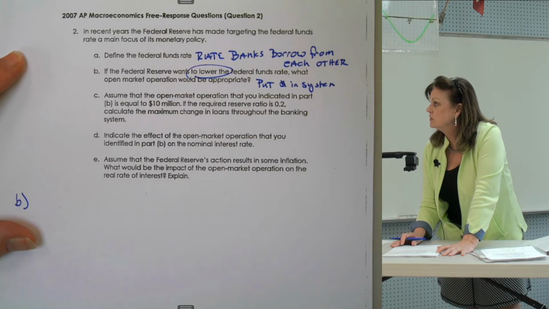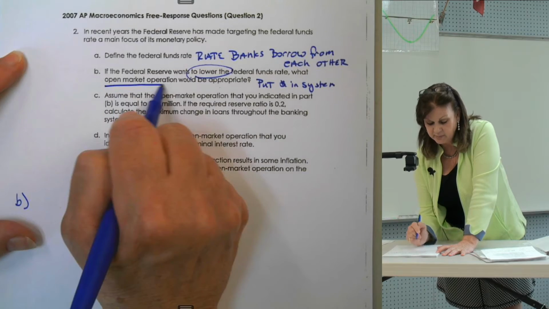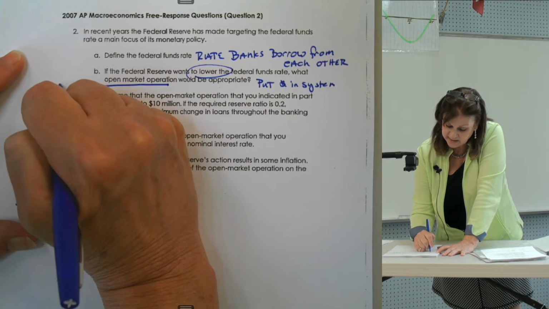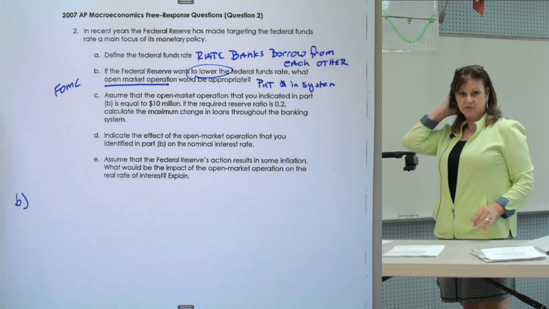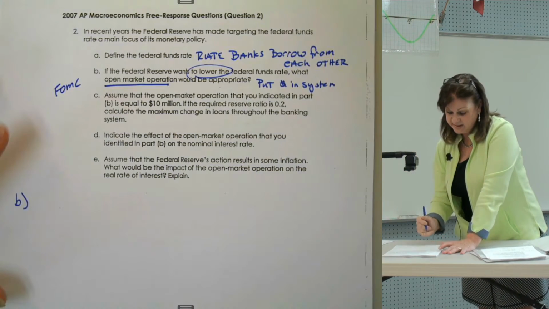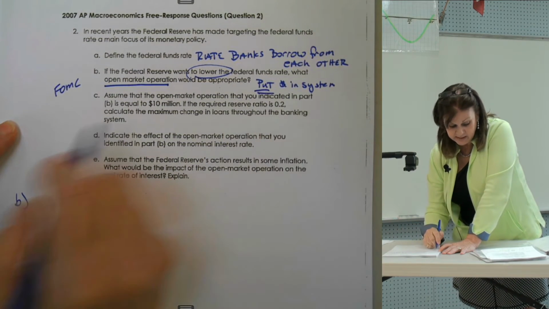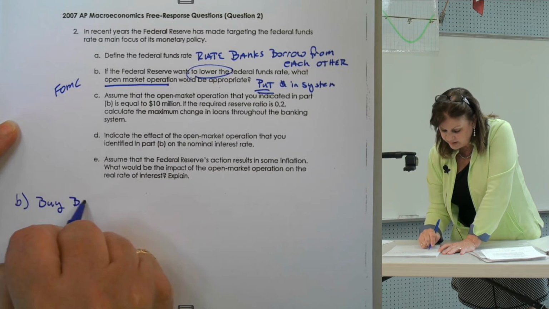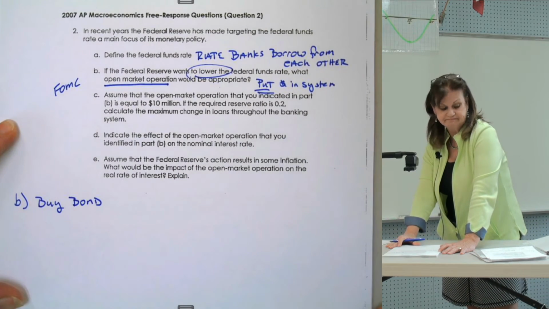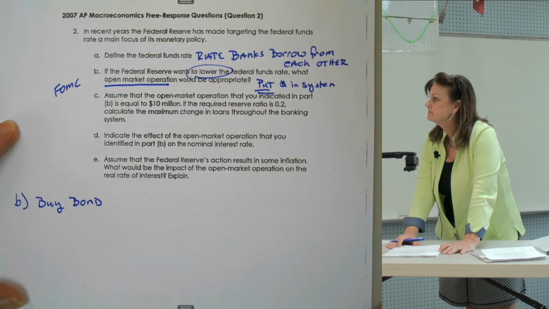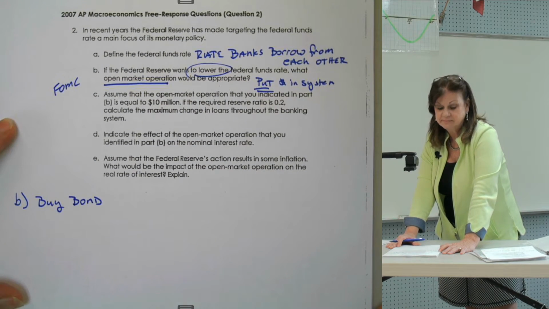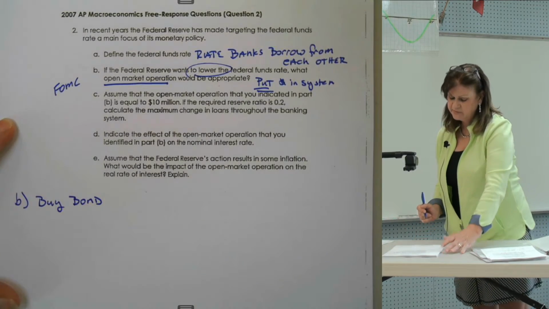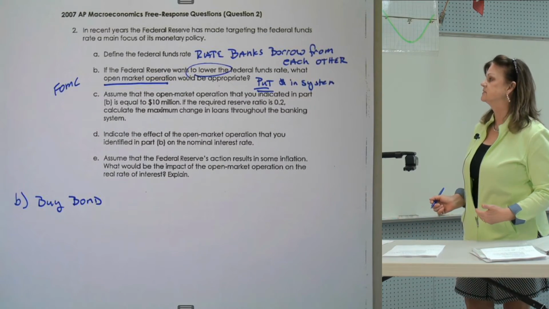So if they want to lower it, what FOMC operation? Again, you're not going to say they're going to lower the discount rate. What you're going to say is they want to put money in, therefore the Fed will buy bonds. That's it. That's all I got to say. There's a lot to that, but that's all your answer has to consist of.